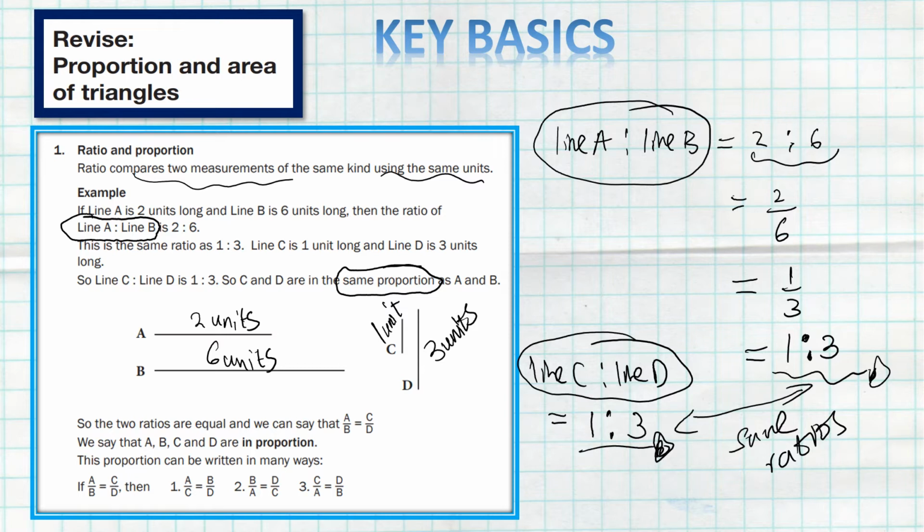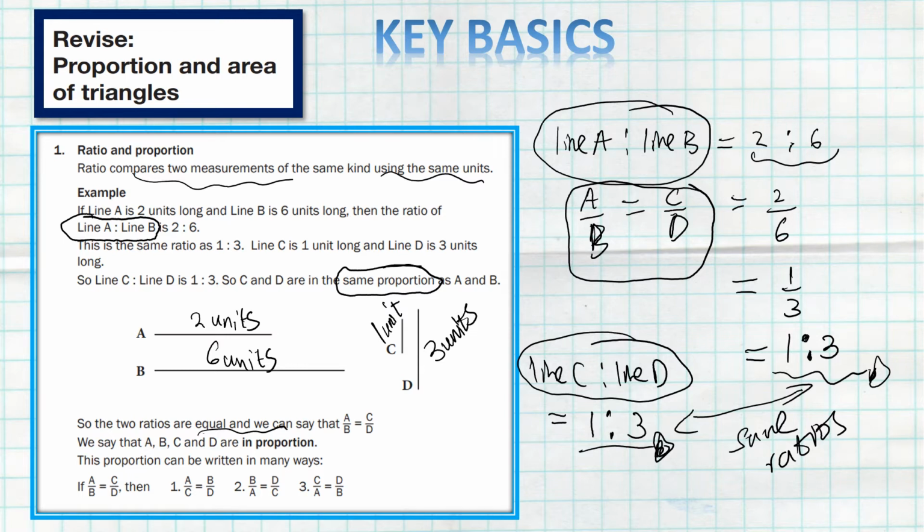So the two ratios are equal, as they've indicated also here, and we can say that A over B, because it's line A is to B, so we can write it as A over B is equal to what? It will be equal to C over D. A over B is equal to C over D. And we can say that A, B, C, and D are in proportion, just as I've said.